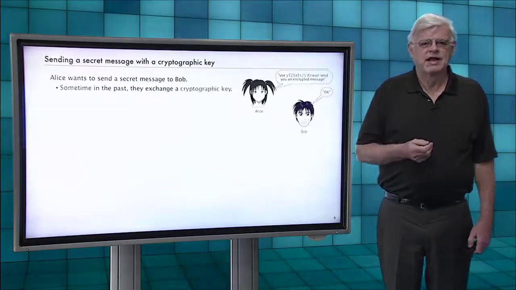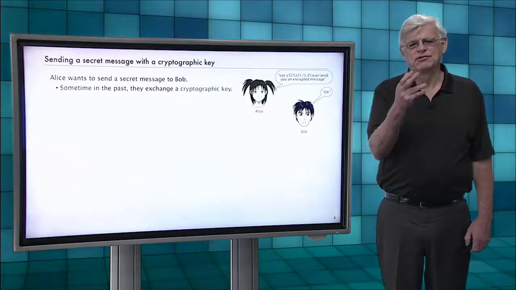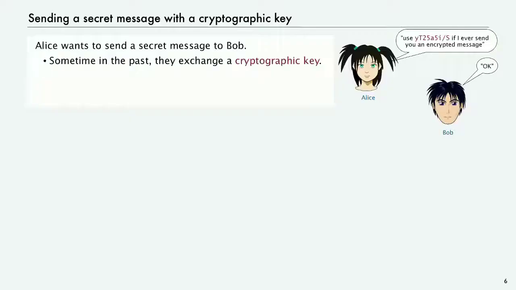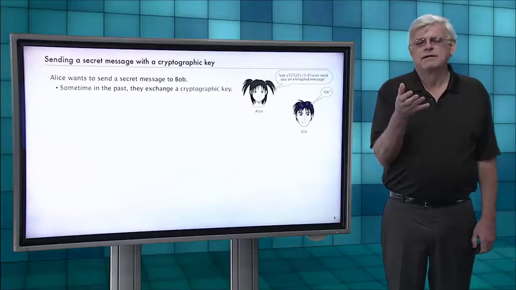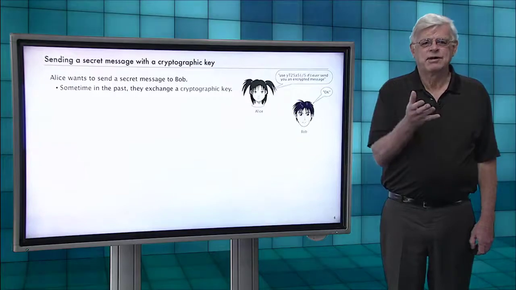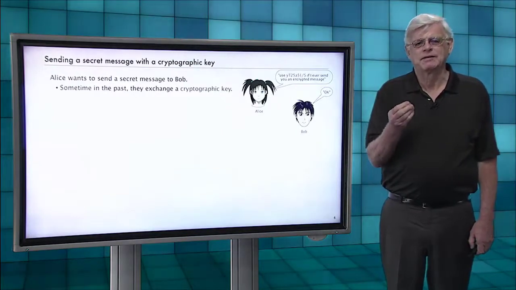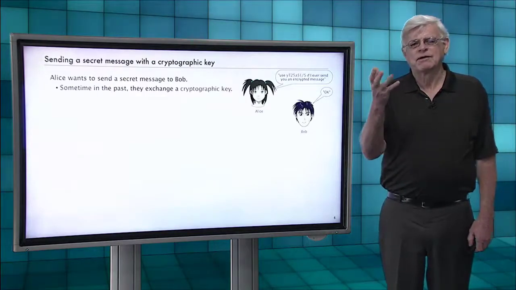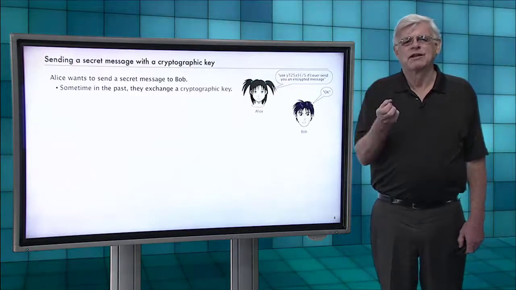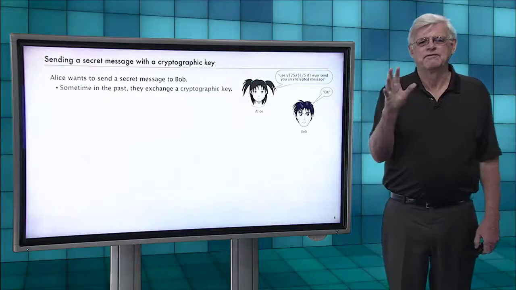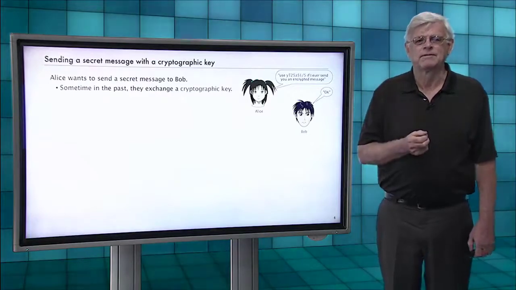So we have a character, Alice, who wants to send a message to another character, Bob. And these characters will reappear often throughout our lectures. So the way that we'll start is that sometime in the past they exchanged something called a cryptographic key. And this cryptographic key looks like a random sequence of letters, and it needs to be that in a very precise sense that we'll address later.